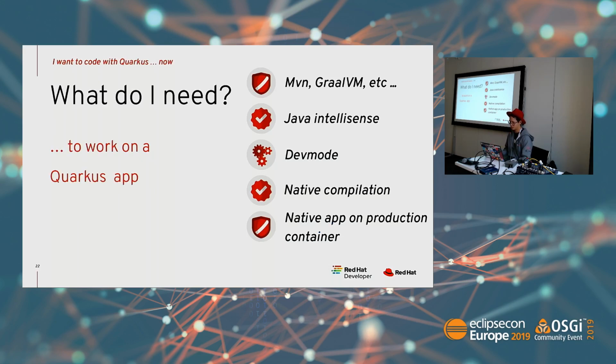Okay, so what do I need for Quarkus if I want to code on Quarkus? I need Maven. I may need GraalVM if I want to do the native compilation, and so on. I want to have the Java IntelliSense.